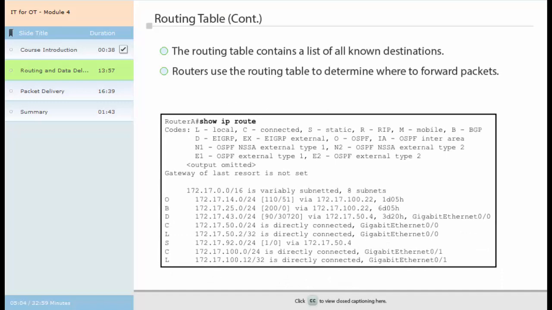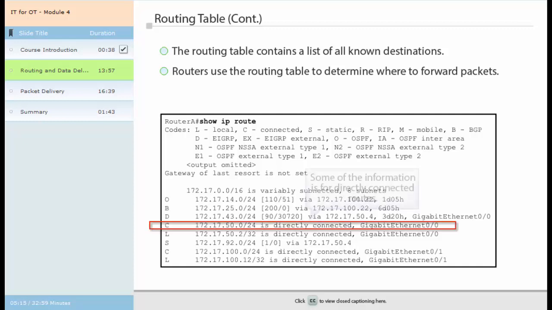The routing table contains a list of all destinations that are known to the router and provides information about how to reach them. The routing table stores information about locally connected and remote networks. Notice that some of the information that is contained is for directly connected networks learned from the router configuration.